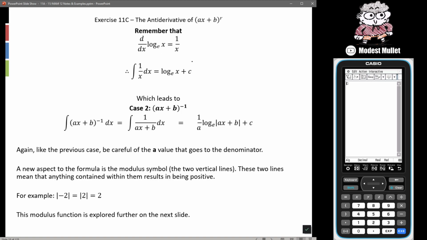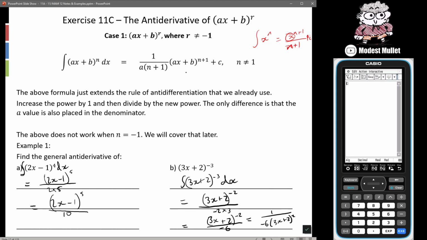Right, let's get to some of the ones that we are given. This rule, you are given on the formula sheet. It comes from the derivative of log e to the x being 1 on x. So that's differentiating going that way. If we go in reverse and anti-differentiate 1 on x, that's equal to log e to the x plus c.